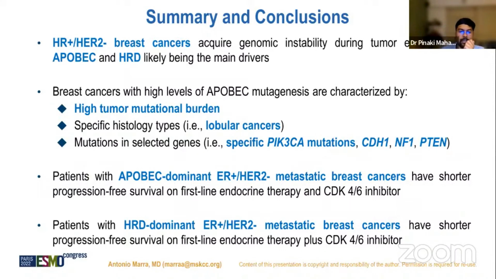Even if the patients are APOBEC dominant or HRD dominant, both will have an inferior progression-free survival. So this is again predictive of the response to endocrine therapy plus CDK4/6 inhibitor.